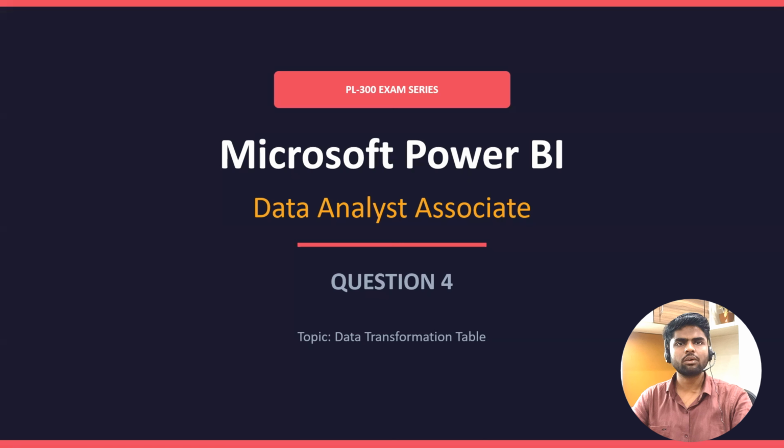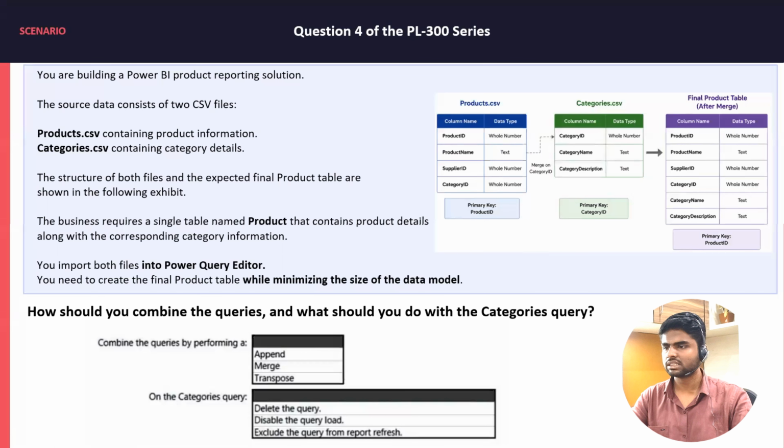So let's see our next question. To solve this question, they have given you a scenario in which you are building Power BI product reporting solutions. The source data consists of two CSV files. The first one is products.csv containing product information. The second one is categories.csv containing category details. The structure of both files and the expected final product table are shown in the following exhibit.